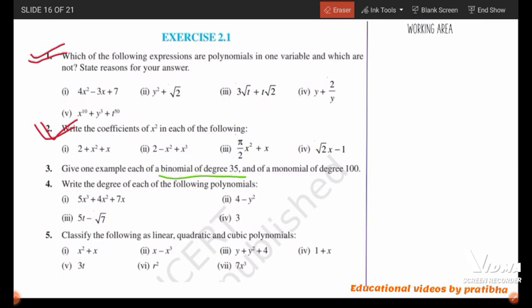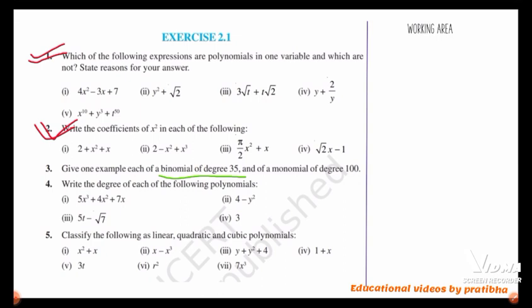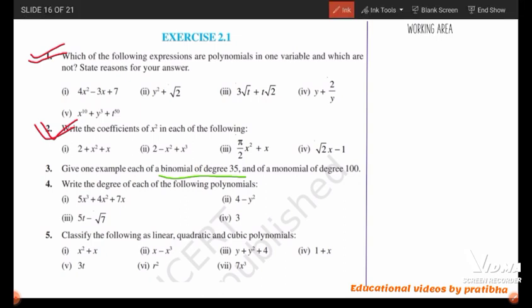Then the next question is: write the degree of each of the following polynomials. Let's see the first expression: 5x cubed plus 4x square plus 7x. The degree of the first term is 3, the second term is 2, the third term is 1. So the highest degree is of the first term. So the degree of this expression is 3.